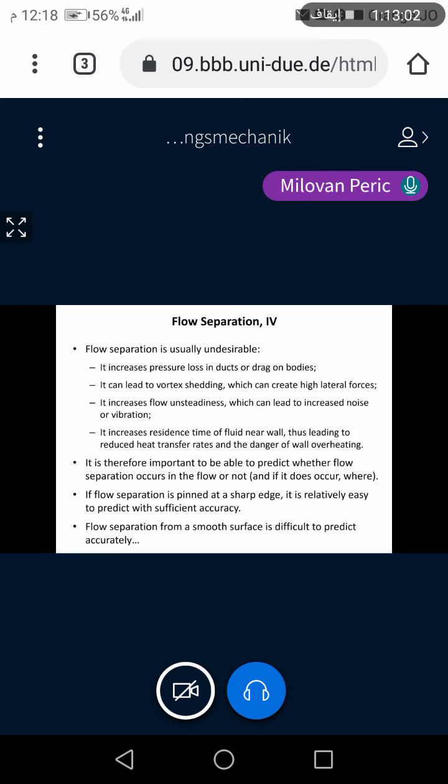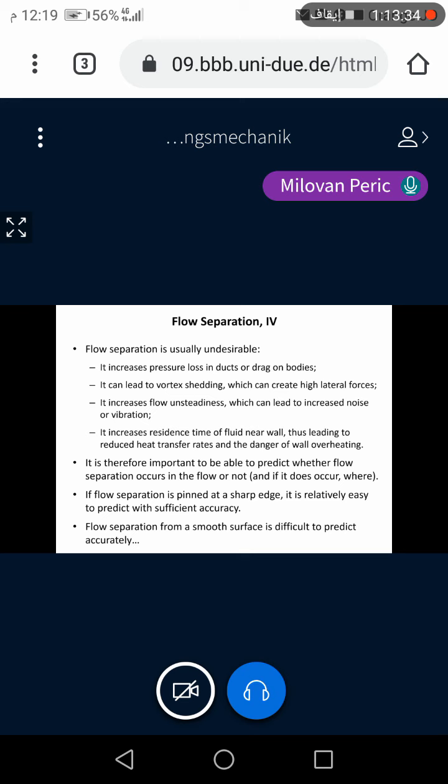Okay, now the flow separation is in most cases undesirable, and a lot of applied CFD tasks are to find out, is there a separation? If it is, how big is it, and then you need to find out whether it can be somehow avoided. Why is it undesirable? Well, it increases pressure loss, and in that sense it increases drag on bodies.